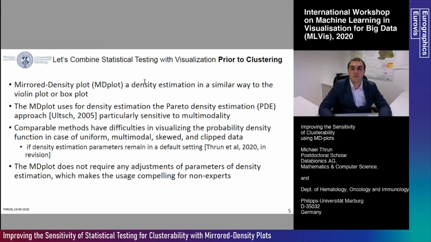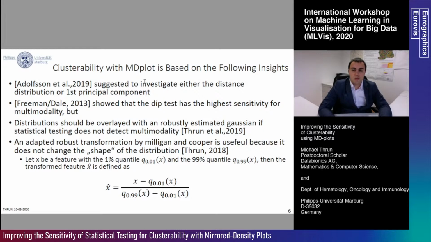So, we use the clusterability with the MD plot with several insights. The first insight is we do not want to test everything, so we focus on specific combinations which proved to be preferable in the prior publication of Adolfsson et al., namely the distance distribution and the first principal component investigation for multimodality. But we do not use Silverman and dip test, because another publication of Freeman and Dale showed that the dip test has the highest sensitivity for multimodality. But even then, sometimes distributions can be multimodal, but not significant with statistical testing itself. So in this case, one can overlay the distribution with a robustly estimated Gaussian.